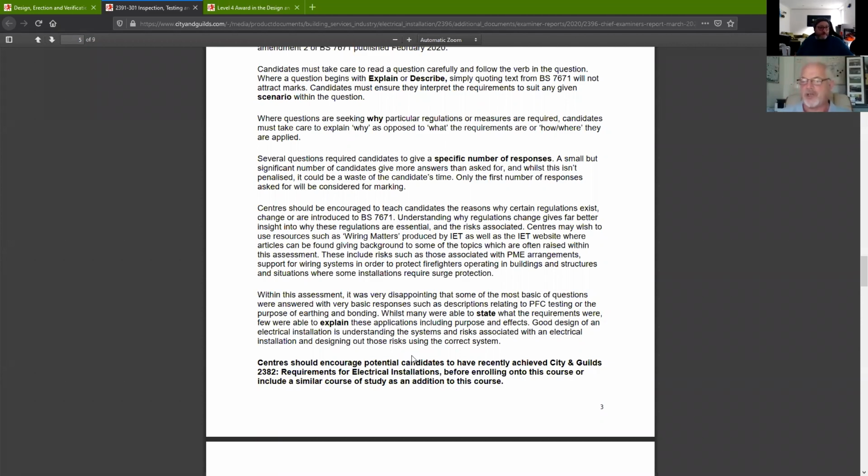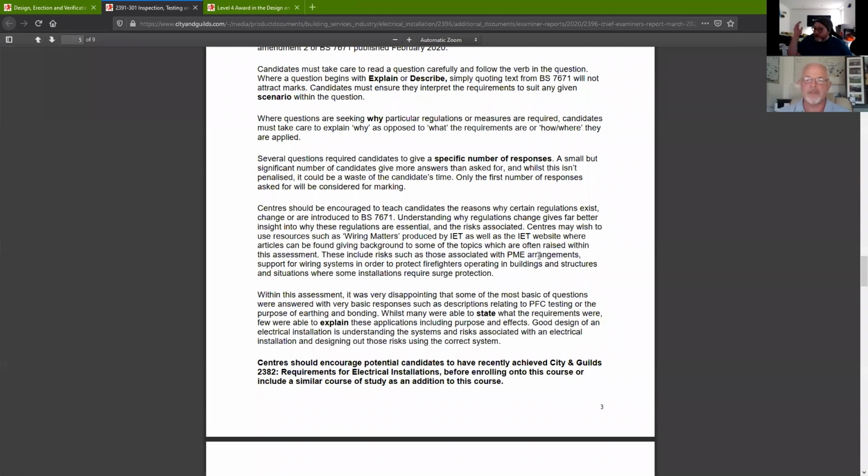Yeah. Here's a bit for training companies. Centres need to be encouraged to teach the candidates the reasons why certain regulations exist, change or are introduced. Understanding why they change gives far better insight into why they are essential and the risks associated. Centres may wish to use resources such as Wiring Matters or others. We've referred to Wiring Matters on a number of occasions. These include risks such as those associated with PME arrangements.